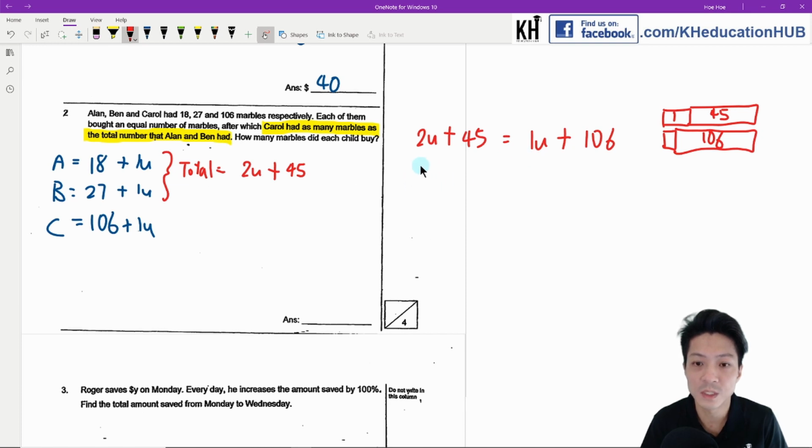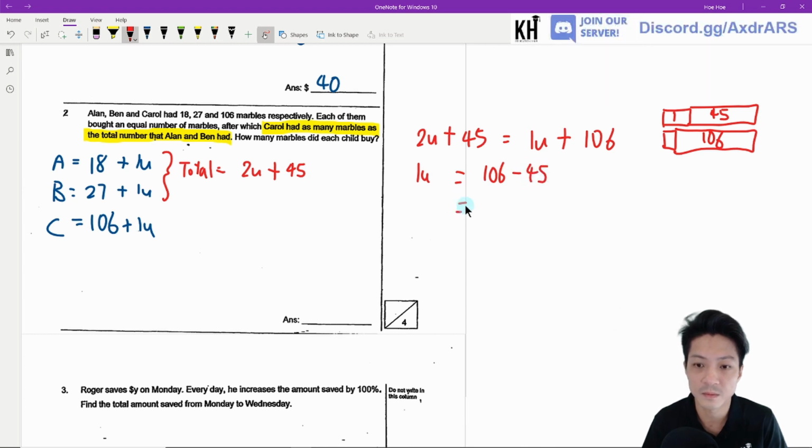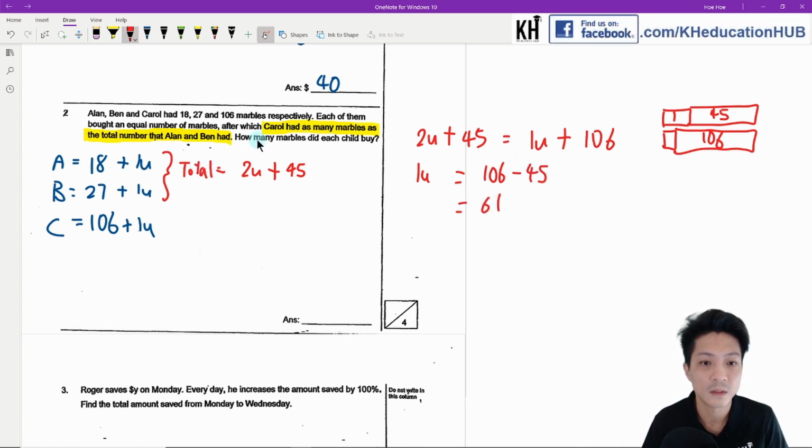Which means that 1 unit will be equal to 106 minus 45. Okay, 106 minus 45 is 61. How many marbles did each child buy? So basically each one of them bought 61 marbles.